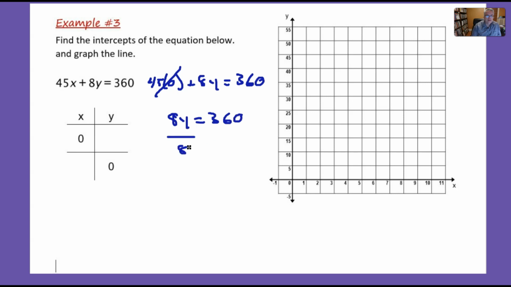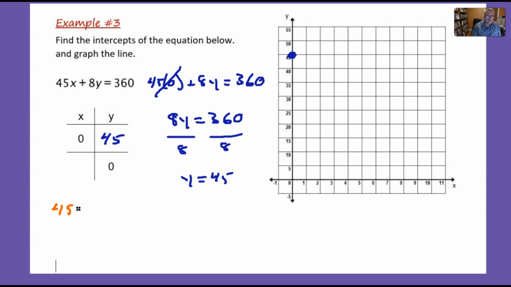And we're going to divide both sides by 8. So when we do that, we get y equals 45. 0, 45. Okay, that's on the y-axis, and our scale is going up by 5. So 0, 45 is right there. All right, let's find the x-intercept. When y equals 0, let's see what x is.